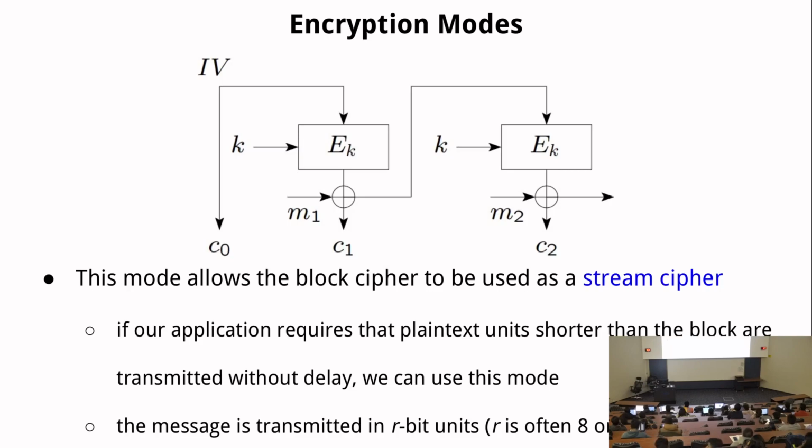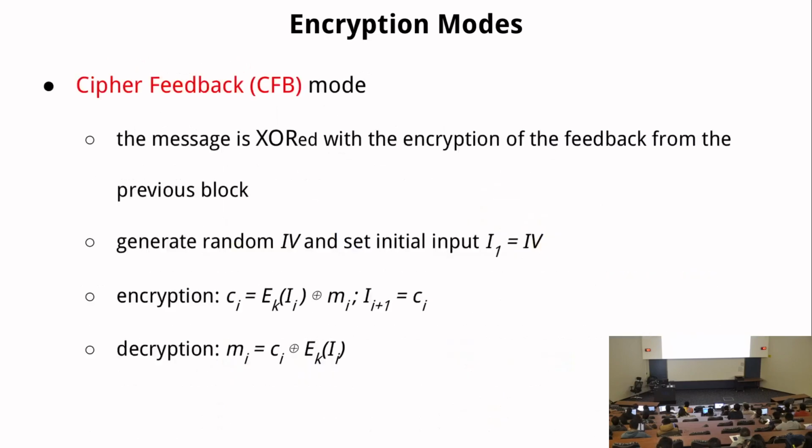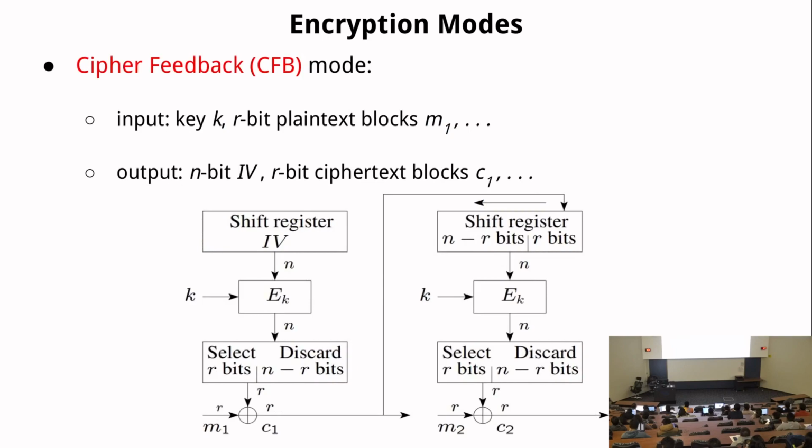But this one is still sequential, because the output of the first step goes to the second step. So this one is also a little bit slow. The third one is called cipher feedback mode. This one is still cipher feedback mode. This is just more details about that.